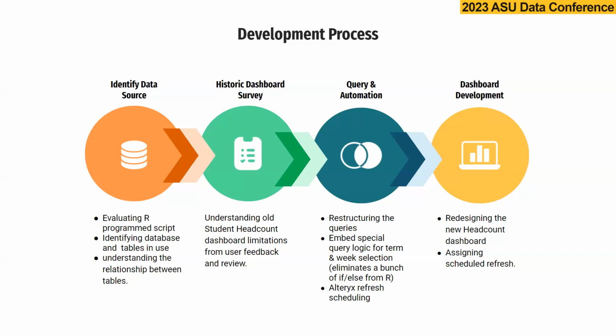After the first two steps, we tackled the query. We had to figure out how to write the query in a way that eliminated having to read multiple queries into R. The premise of the query is that we wrote a bunch of common table expressions that did term selection and week selection dynamically, so that we're not hard coding anything. We wanted to keep this as hands-off as possible, as long as Alteryx and Redshift are working. And then, in order to completely automate it, we just set an Alteryx refresh.